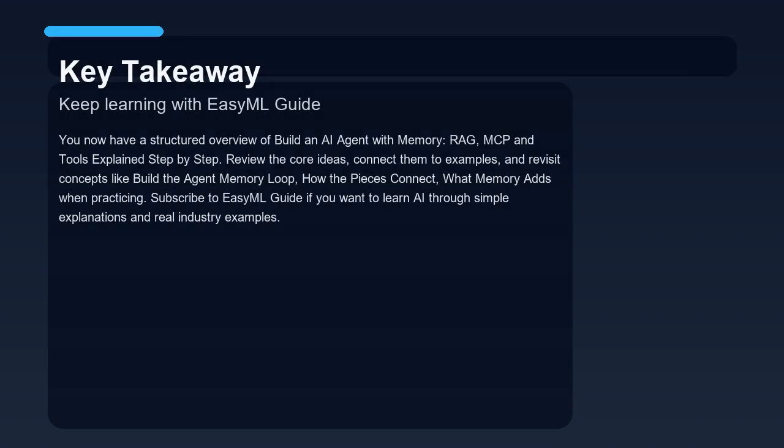To wrap up, here is the key takeaway. You now have a structured overview of build an AI agent with memory, RAG, MCP, and tools explained step by step. Review the core ideas, connect them to examples, and revisit concepts like build the agent memory loop, how the pieces connect, and what memory adds when practicing.